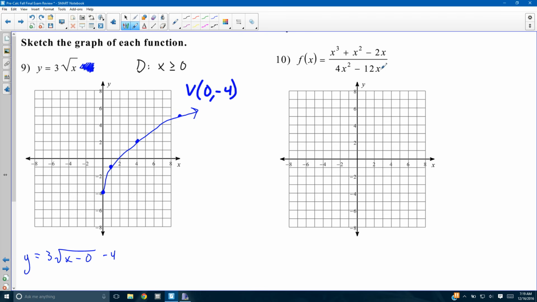What we have is a rational function. What I already know off the top of my head is that because this is a cubic divided by a quadratic, my result will be linear. So I do expect a slant asymptote. If I had quadratic divided by quadratic, I would expect a constant, so a horizontal asymptote.